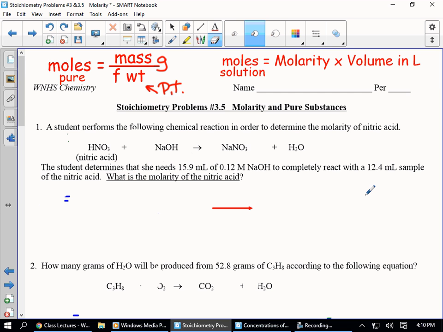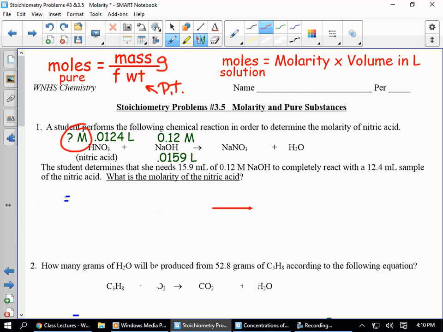All right, so first of all, it is balanced, and it says a student performs the following chemical reaction in order to determine the molarity of the nitric acid. So my question is, I want to know the molarity of my nitric acid over here. And it says a student determines that they need 15.9 milliliters, and we like the liters better because we have to have it in liters.